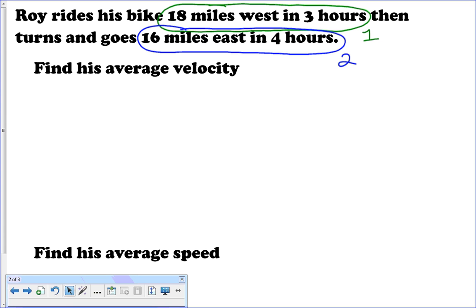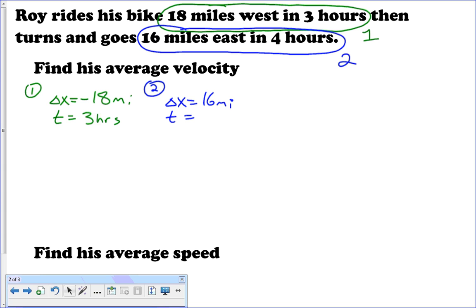Let's start by writing down what we know. For chunk number 1, we know that he's going to go 18 miles west. That's a measure of how far he went, so we'll call that our displacement. It's negative because he went west: negative 18 miles. And it took 3 hours. If I wanted to, I could find the average velocity just for that chunk, but that's not what we're trying to find. We're trying to find the average velocity for the whole trip. So let's look now at chunk number 2. In chunk number 2, he goes 16 miles east, so his displacement is 16 miles, and for that chunk the time is 4 hours.